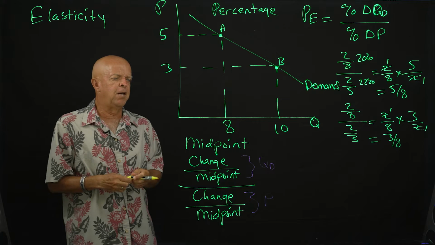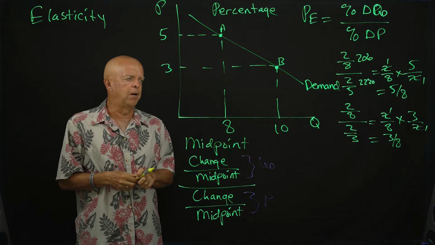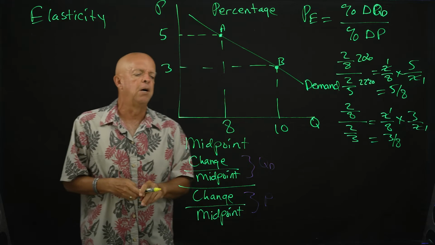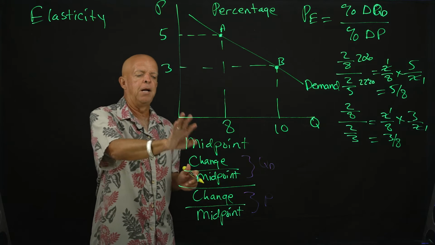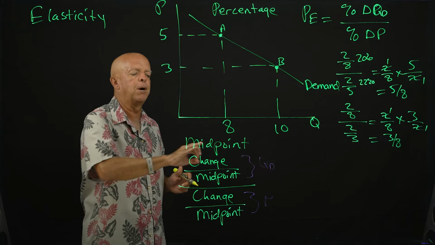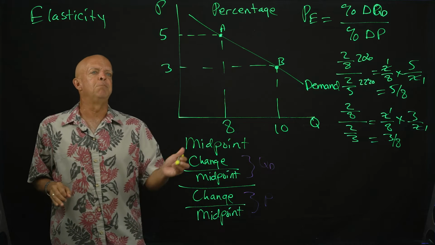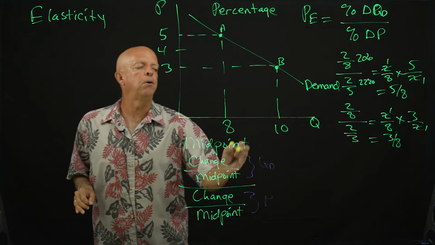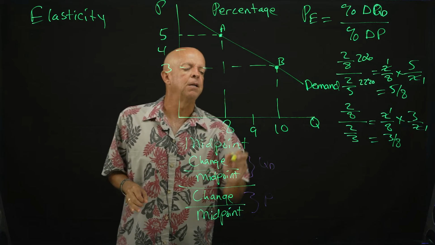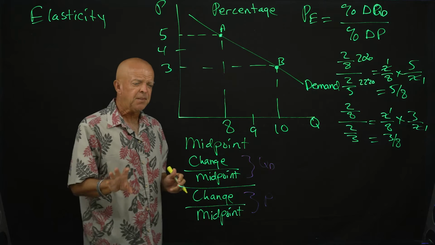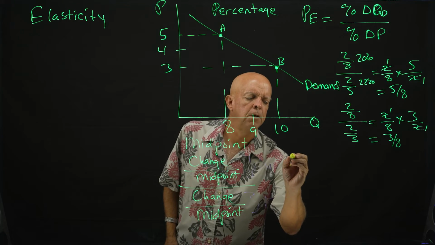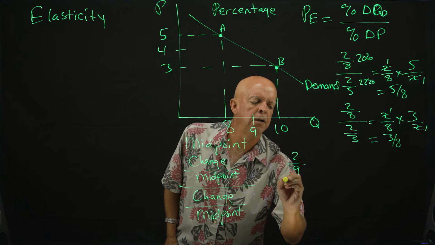Now, your book has a kind of complicated way of doing the midpoint method with regard to Q1 and Q2. I always like to make it simple and consider the change over the midpoint. The midpoint is the middle point between the range. In this case, the midpoint is 4, and the midpoint is 9. So now we have the change in quantity demand. This would be 2 over 9.